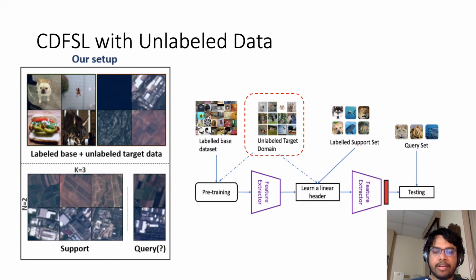We can either use the unlabeled source dataset and unlabeled target dataset during the meta-training phase, or we can use the unlabeled target dataset while learning from the support set too. So in this work, we focus on learning a good feature representation using the unlabeled target domain and labeled source domain during the meta-training phase. Using the unlabeled target domain during the few-shot evaluation phase remains as a future extension of our work.